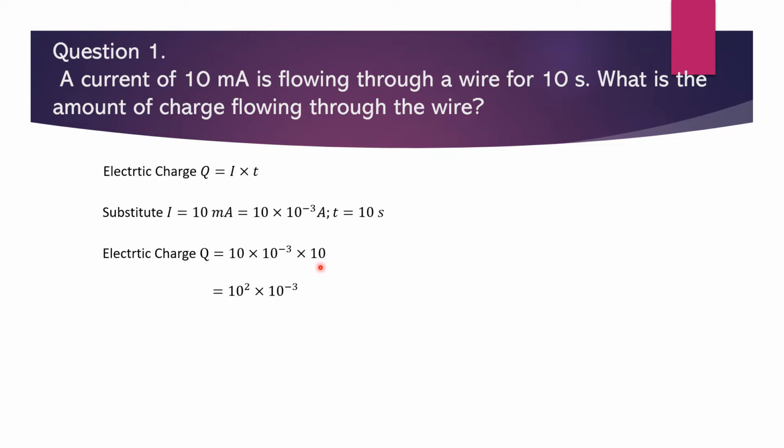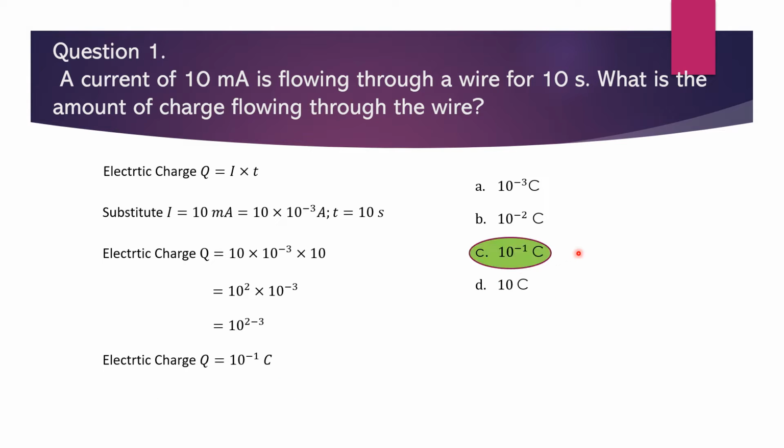Now solving this, 10 times 10 becomes 10 square times 10 power minus 3. Now adding these two powers for the base 10, 2 minus 3 results in 10 power minus 1 coulombs. So electric charge is 10 power minus 1 coulombs. The correct answer here is answer C, 10 power minus 1 coulombs.